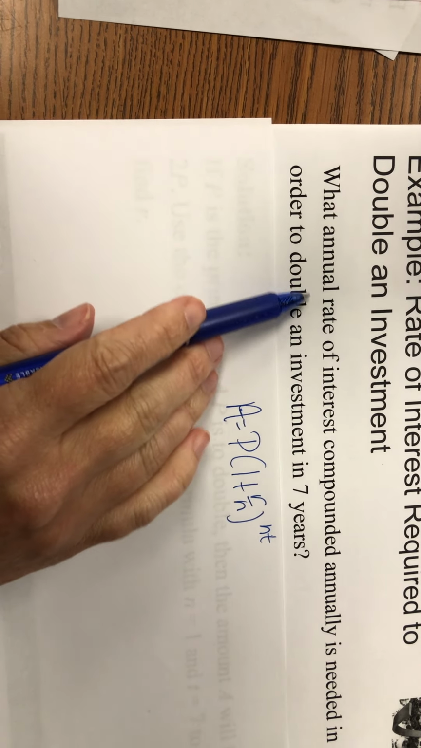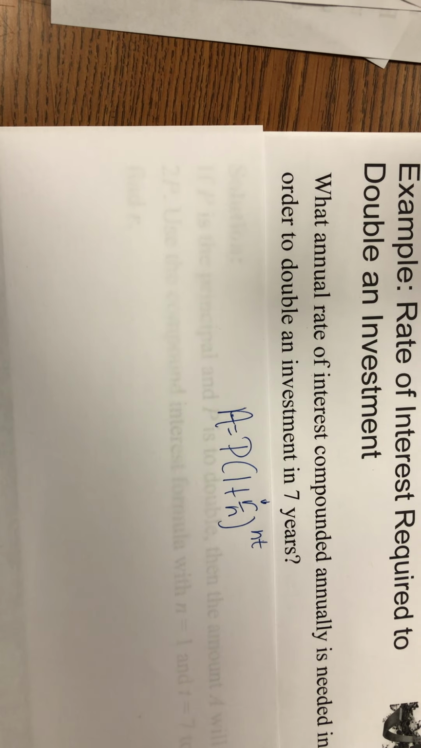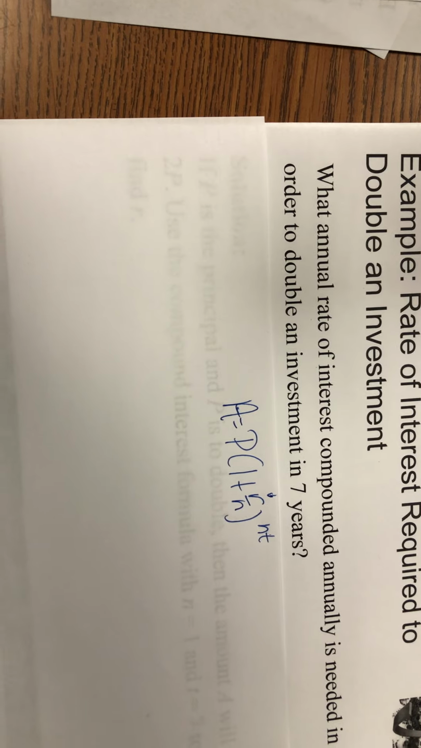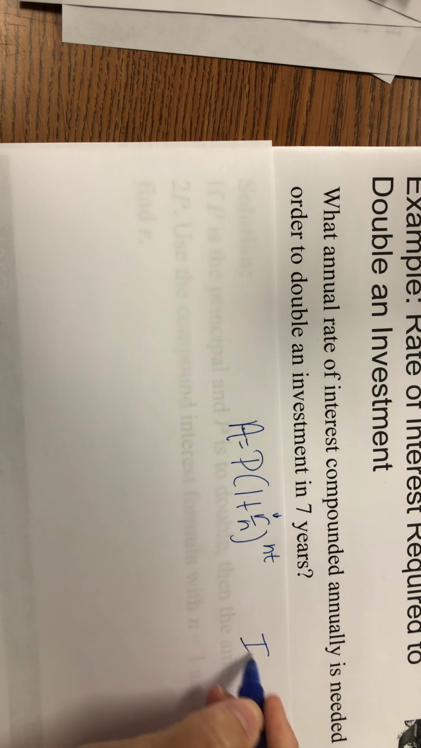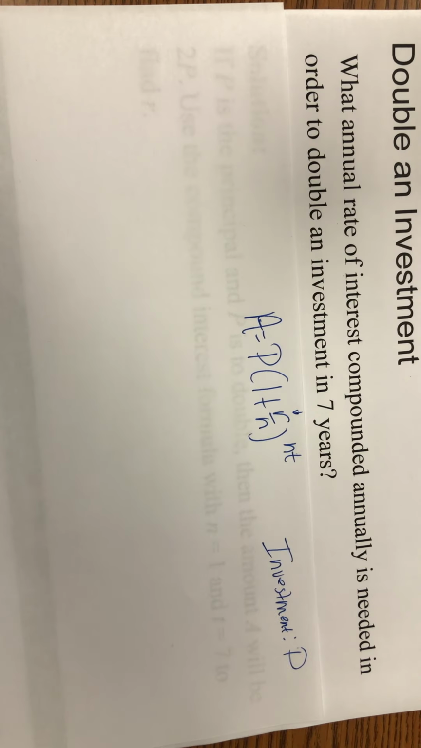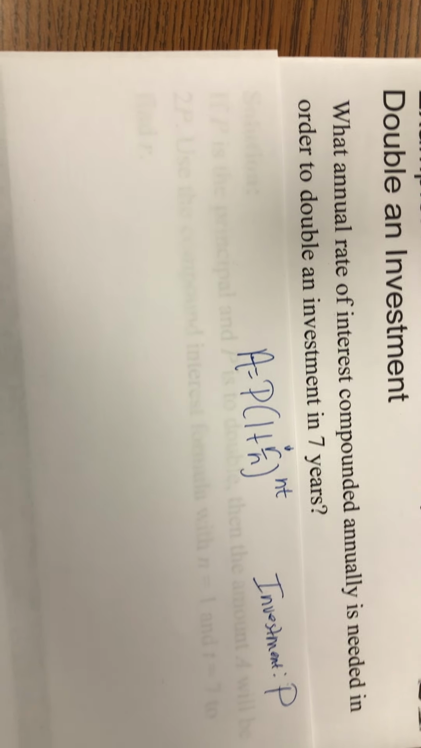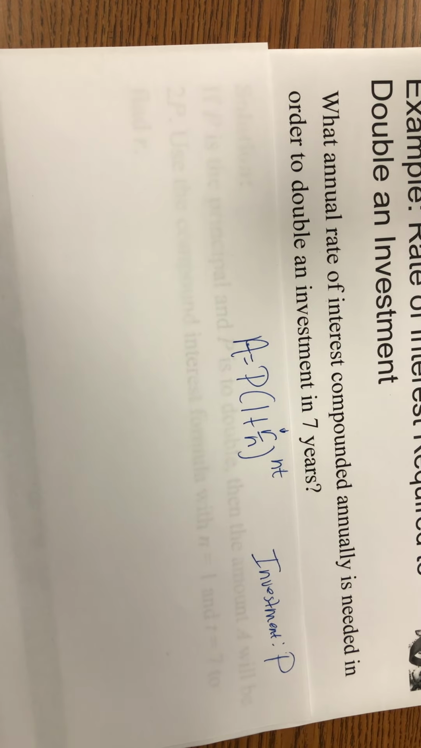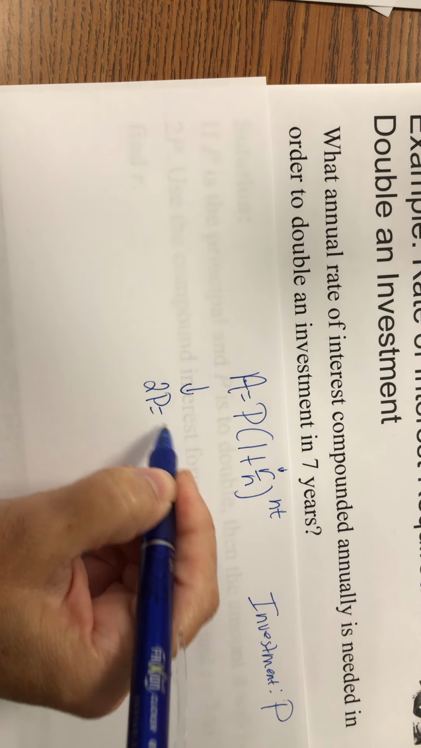So what annual rate of interest, we're looking for R here, it would appear, is needed in order to double an investment in 7 years. So if you double your investment, that's your P, okay? That's your principal. That's what you put into it. That's what you started with. So if you're going to double your investment, whatever P is, it's going to be 2 times P. So A is going to become 2 times P.